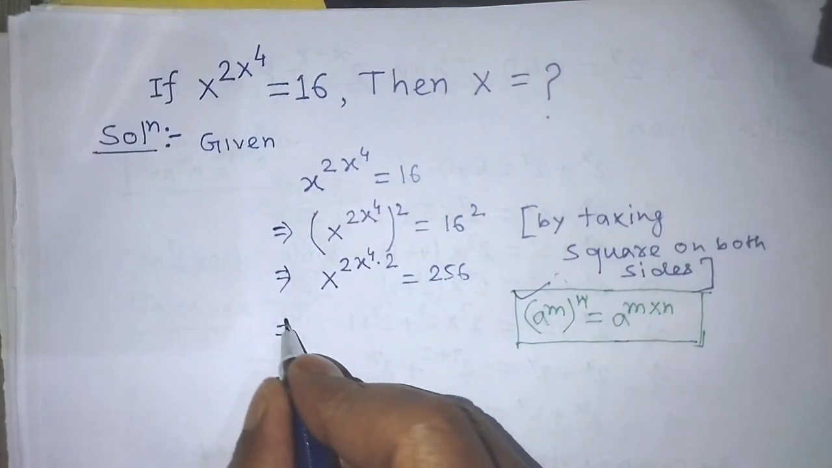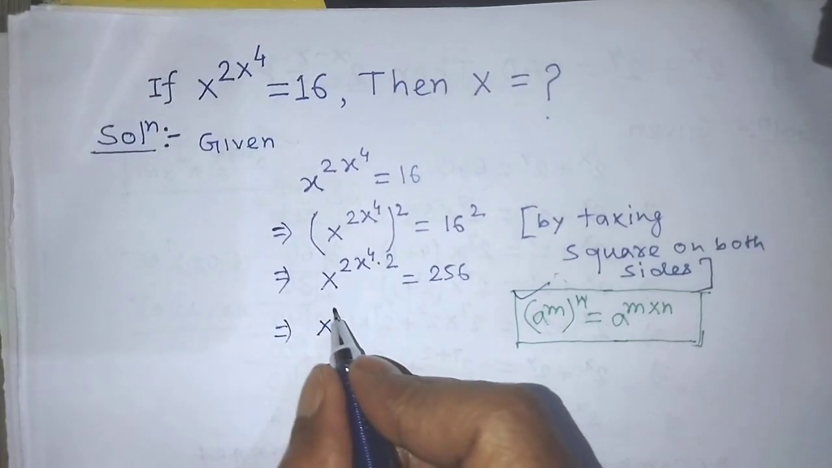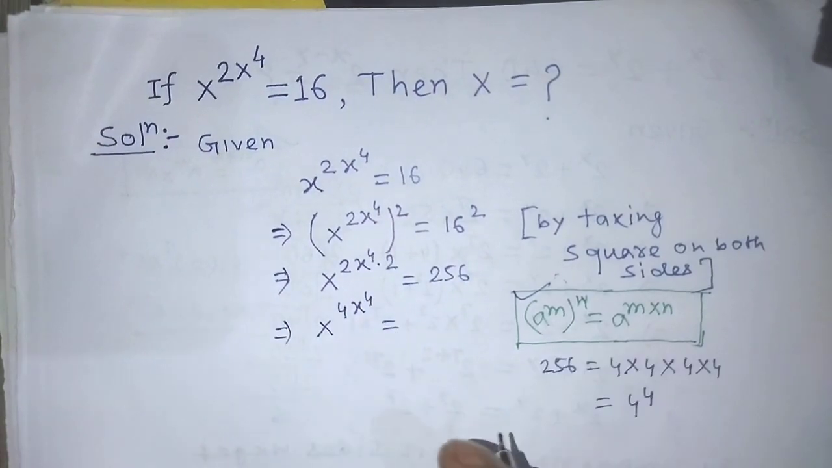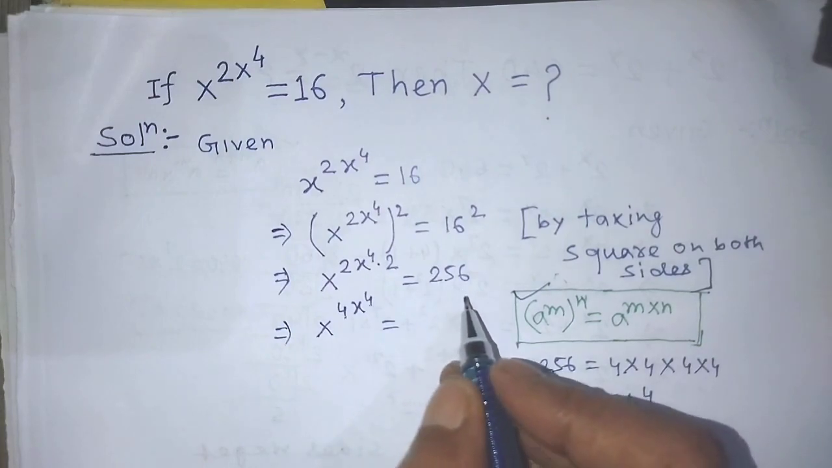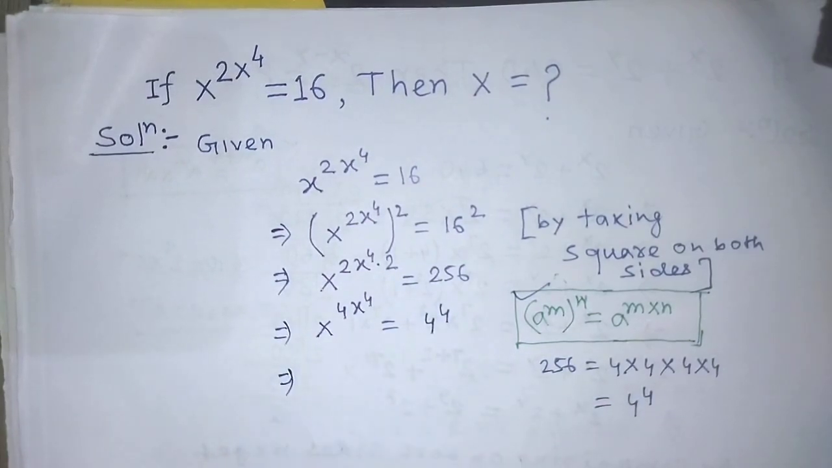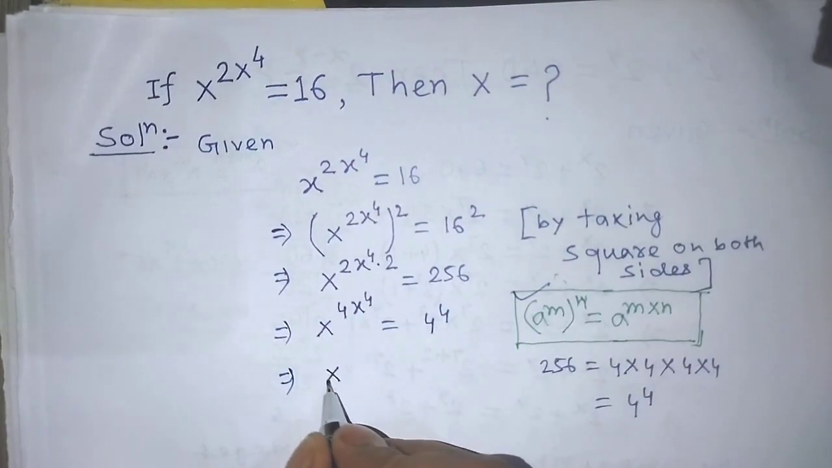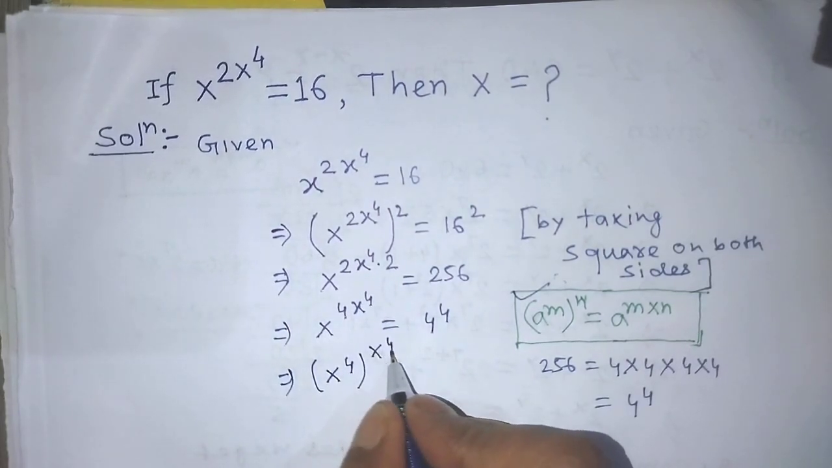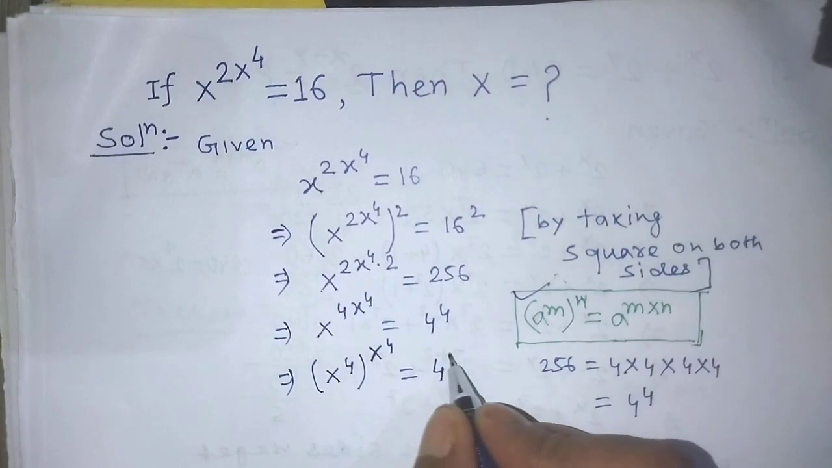So after that, on the left hand side we can write x raised to the power 4 times x to the power 4 is equal to, so student, on the right hand side we can write 4 to the power 4 in the place of 256. And after that, according to this formula, we can write from the left hand side (x raised to the power 4) whole to the power x to the power 4 is equal to, on the right hand side again we have to write 4 to the power 4.